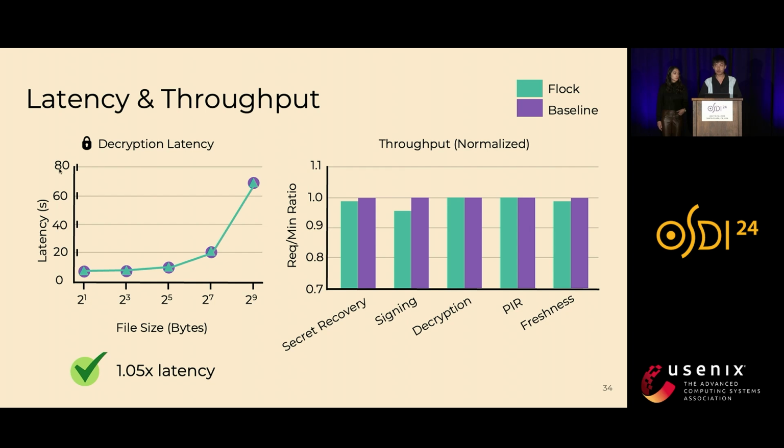For throughput, we see a similar story here. So the figure on the right shows the normalized throughput for all the 5 cryptographic modules that we support. And the x-axis here shows the different cryptographic modules, and the y-axis here shows the request per minute ratio between Flock and baseline. As we can see, Flock indeed has a very similar throughput compared to baseline, and it's able to achieve at least 95% of the original throughput.